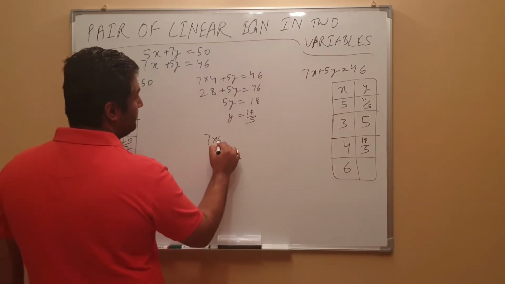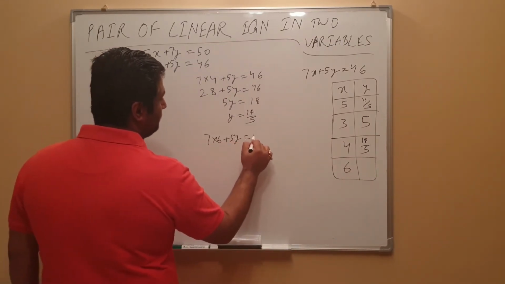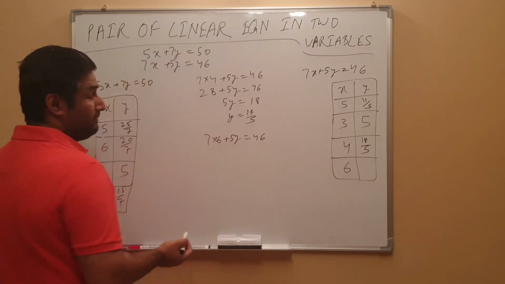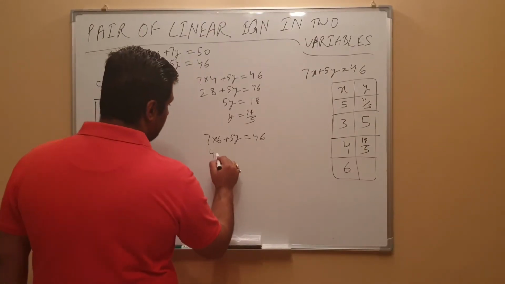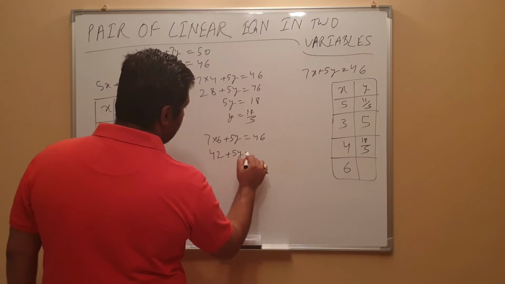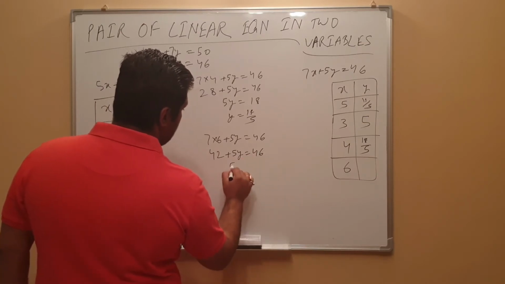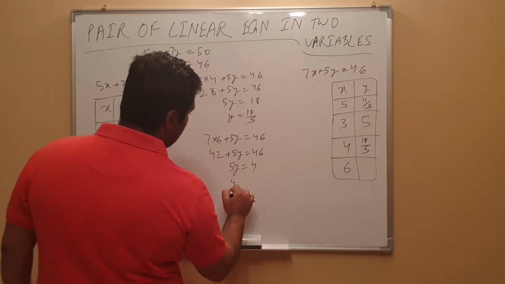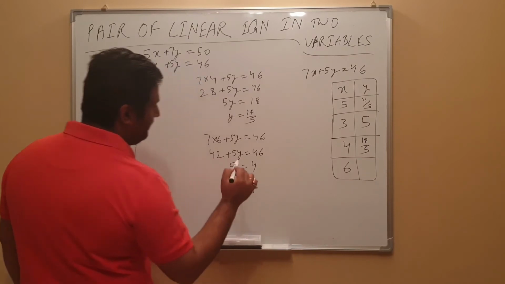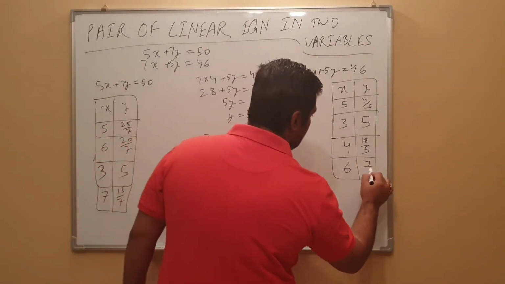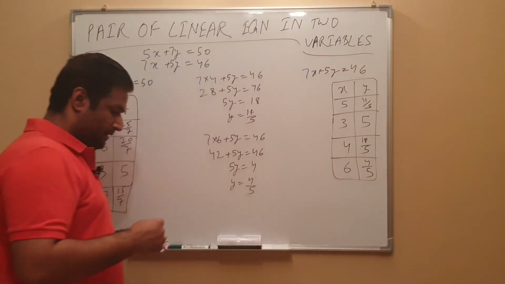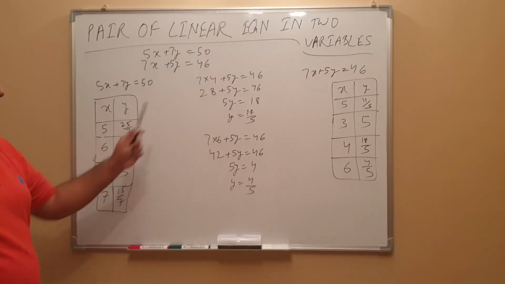And quickly I'll put x is equals to 6 also. So 7 times 6 plus 5y is equals to 46. 7 times 6 is 42 plus 5y is equals to 46. 5y equals to 4. So y is equals to 4 over 5. So I'll get 4 over 5 like that. Okay, so we have got 2 tables.